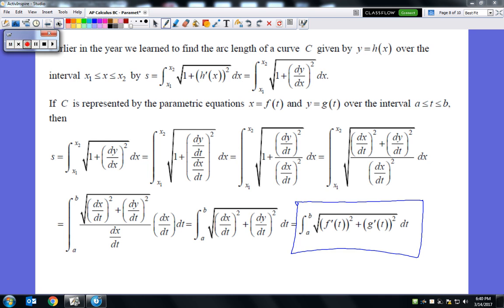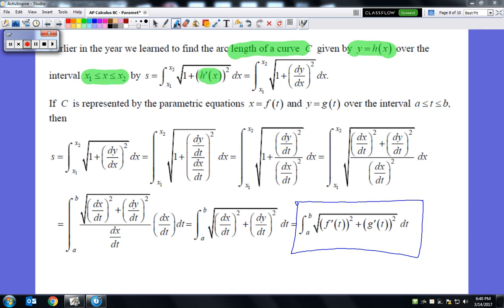Earlier in the year, we learned to find the arc length of a curve over an interval like a to b. The arc length of a curve is the integral of the square root of 1 plus f prime of x. In this case, you could write h prime because we're dealing with y equal to h of x. So it's 1 plus the derivative of that function squared.